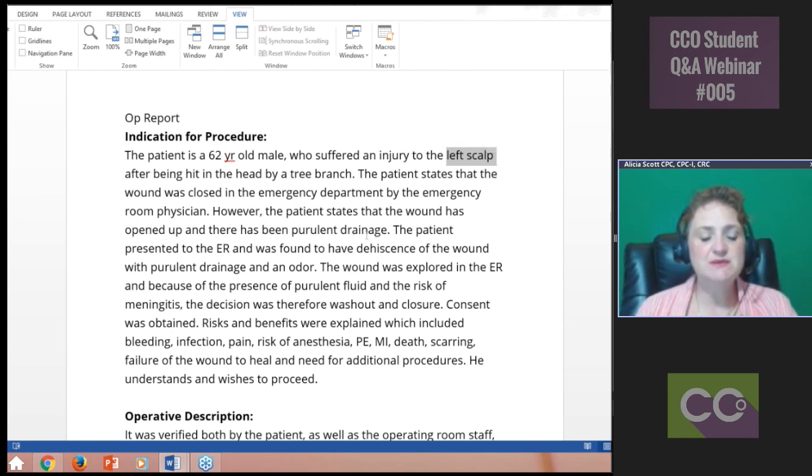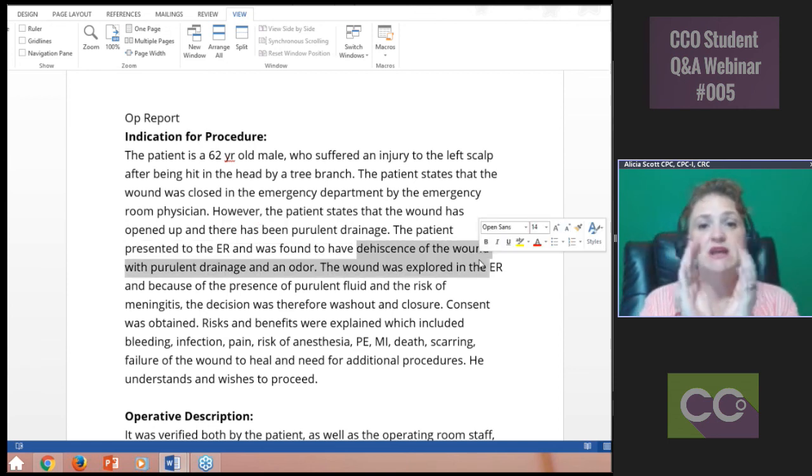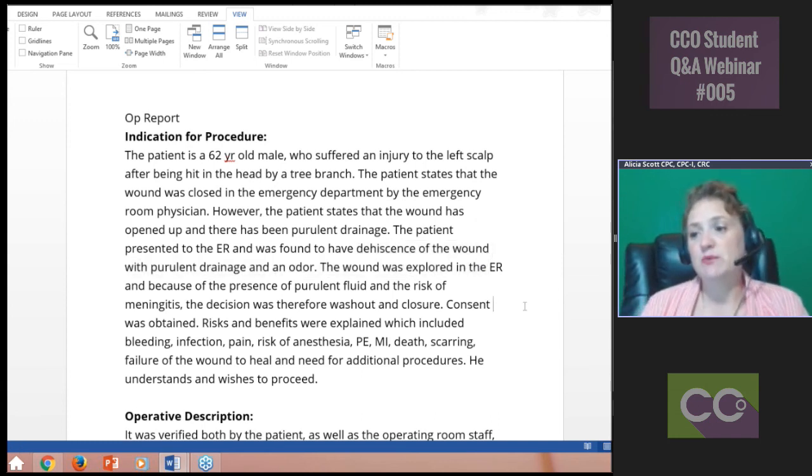So what does the patient do? They go back to the ER. So we presented to the ER for a second time. He was found to have this dehiscence of the wound, meaning the wound just came open. He blew some stitches.